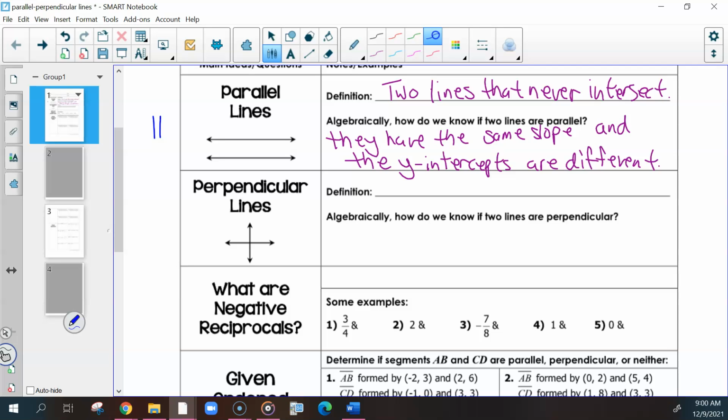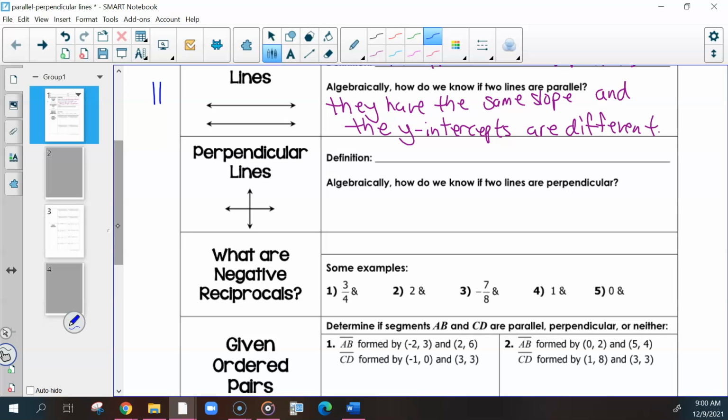What did I just say, they're never going to touch. No. Just no. They're never going to. For perpendicular lines, the definition is intersecting lines that cross at a 90-degree angle.